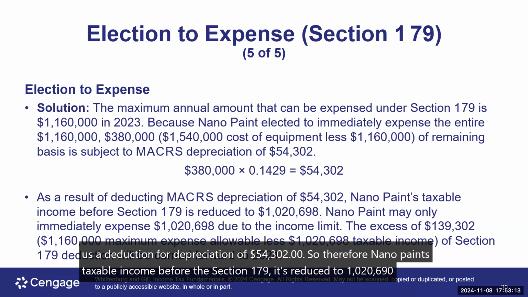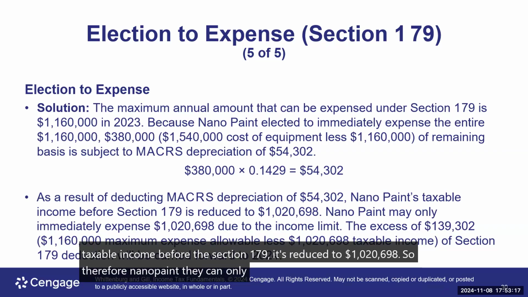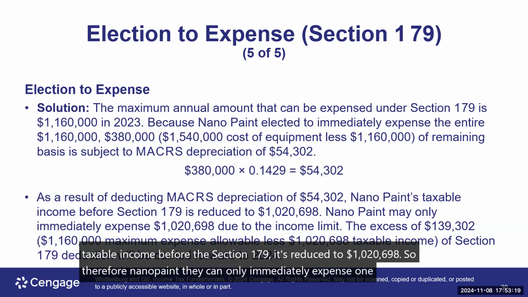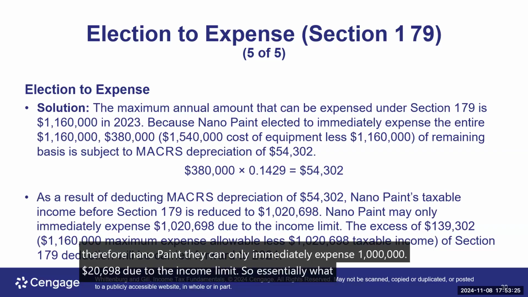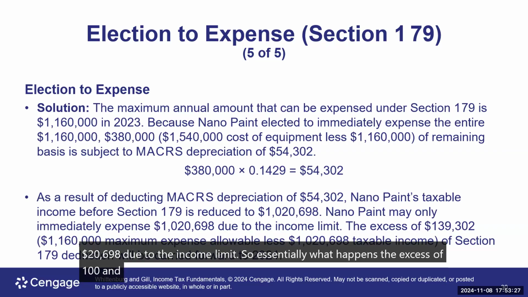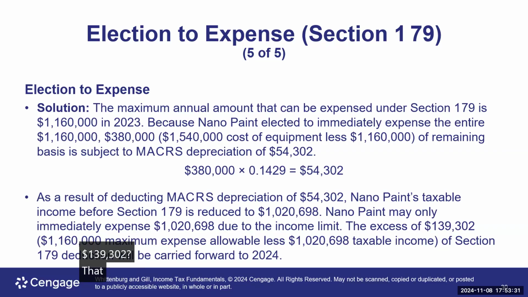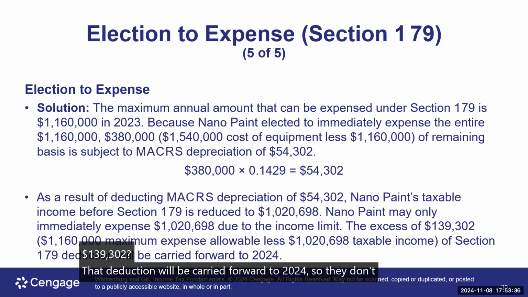Therefore, Nano Paint's taxable income before the Section 179 is reduced to $1,020,698. So Nano Paint can only immediately expense $1,020,698 due to the income limit. Essentially, the excess of $139,302 will be carried forward to 2024. So they don't lose it. It's basically just carried forward.